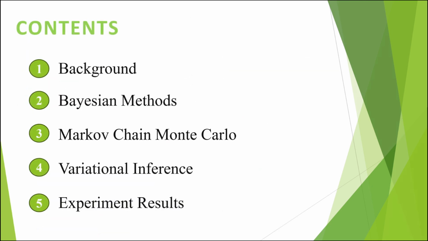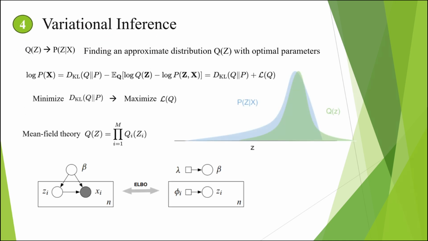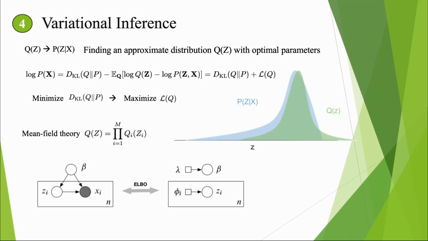The MCMC method based on random sampling is not suitable for large models and large-scale datasets. The variational inference method transforms the problem of estimating a distribution into the problem of finding an approximate distribution with optimal parameters. That means we approximate the true posterior distribution by Q(z), using KL divergence to measure their distance. Through mean-field theory and a series of derivations, the ultimate goal becomes to maximize the ELBO.